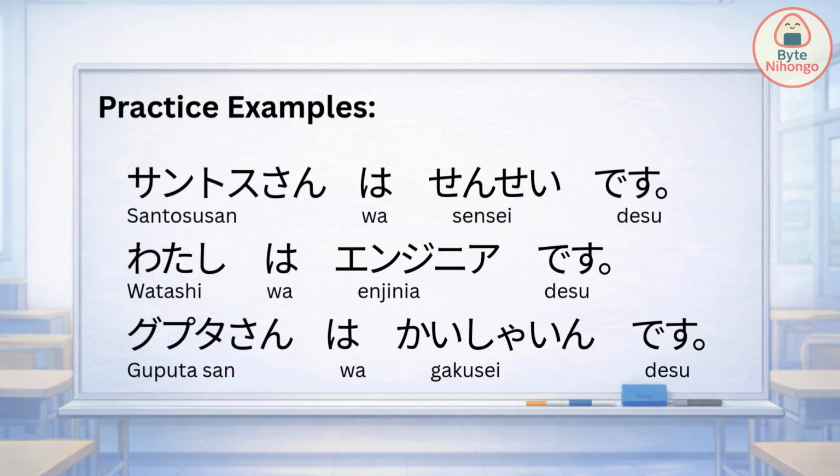Now I would like you to practice. Here are some sentences using the same pattern. Try to understand their meaning on your own. サントスさんは先生です。私はエンジニアです。グプタさんは会社員です。 Pause the video if needed and check whether you understand each one.